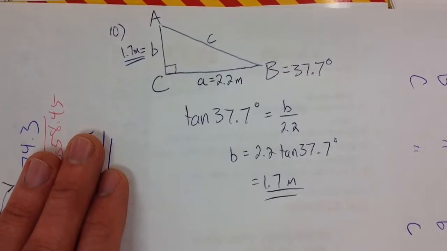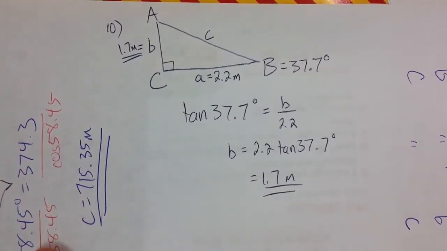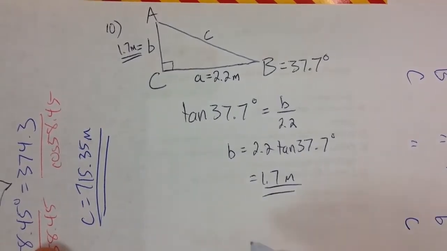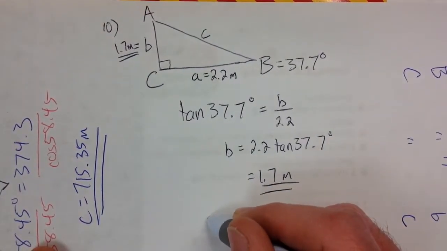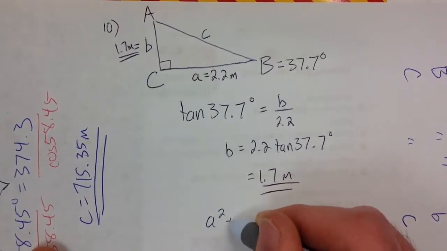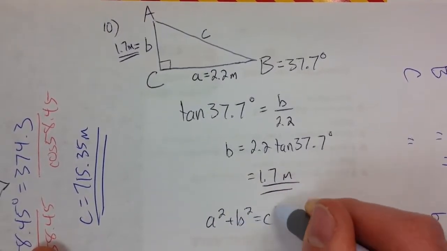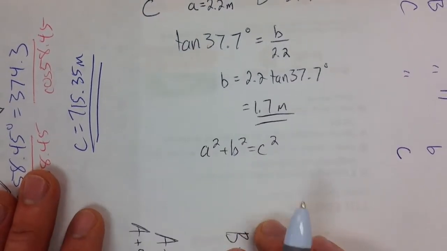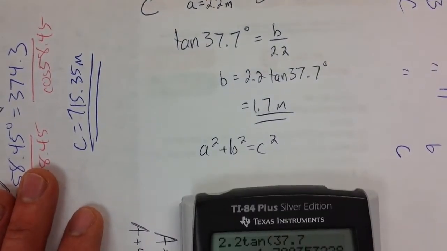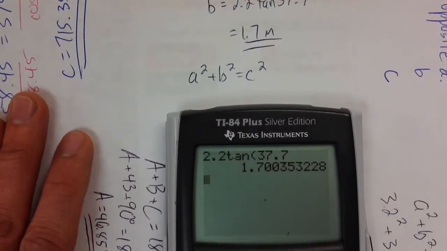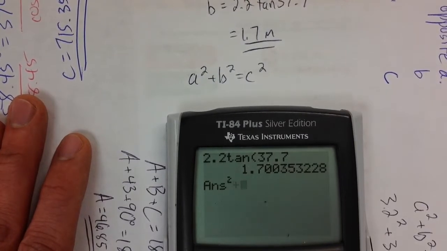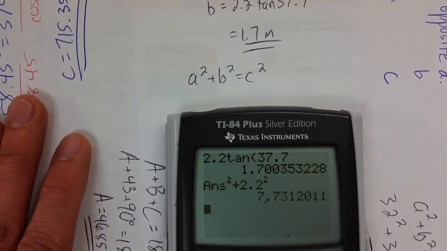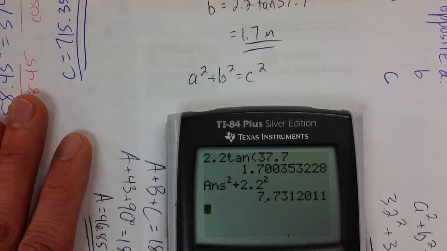Okay? So, you see the diagram here. Excellent. The angle at C is 90 degrees, that means that it's opposite of the hypotenuse. Good. Let's do 2.2 squared. And 37.7 squared. Okay, so 1.7 squared plus 2.2 squared. And what do you do with that number?